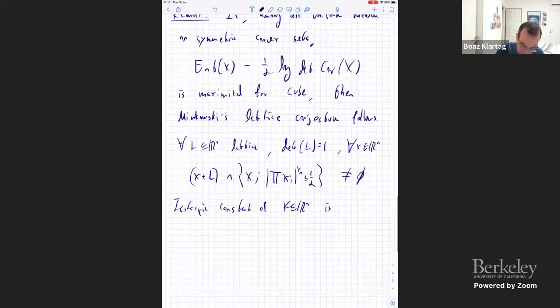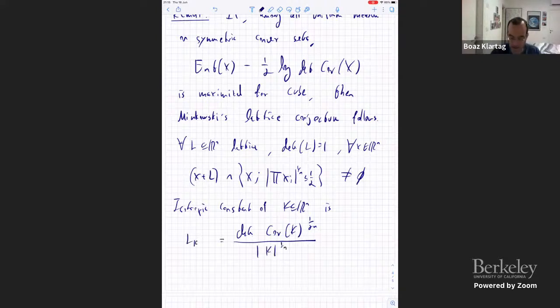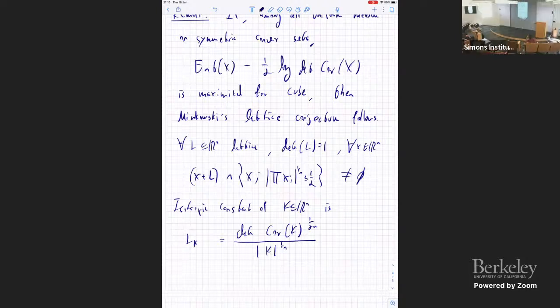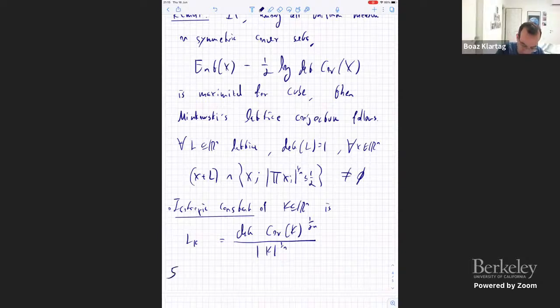The isotropic constant of K, since Greg mentioned it, is the determinant of the covariance matrix of the uniform distribution on K, to the power 1 over 2n, over its volume to the 1 over n. That's the isotropic constant of K. And indeed, when you're uniform, the entropy is just the volume, so you see that these are the same things. So the isotropic constant is yet another thing in your laundry list of equivalents to the slicing conjecture. So that's number 5, thanks to Greg.